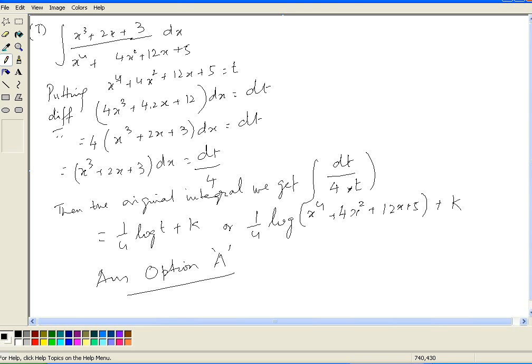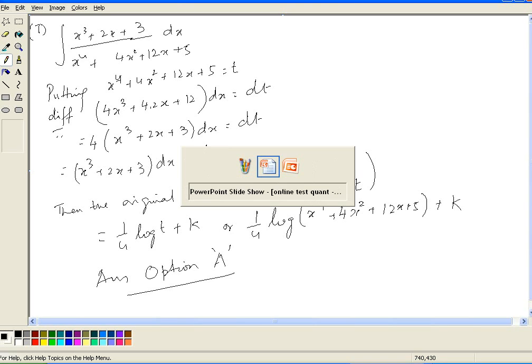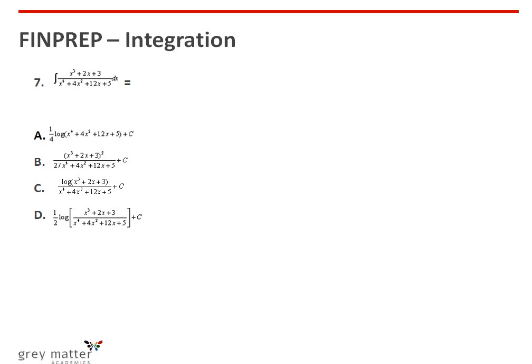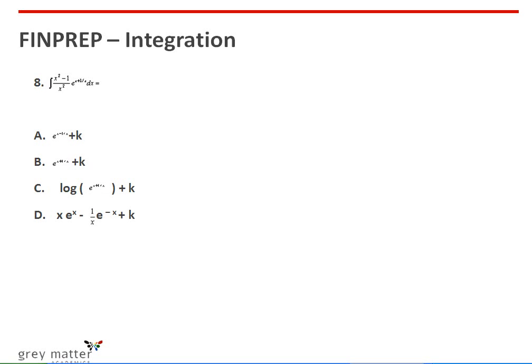So the answer is option A. Going back to our PowerPoint projection, it is option A, that is 1 by 4 log of x power 4 plus 4x squared plus 12x plus 5 plus c. 8th question, integral of x squared minus 1 by x squared e power x plus 1 by x dx.